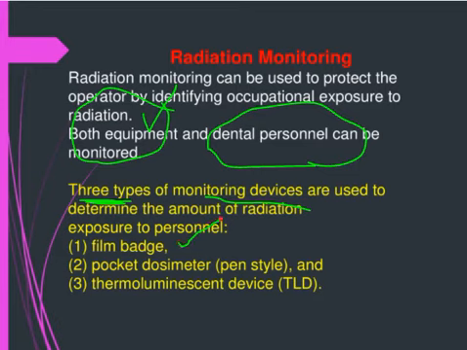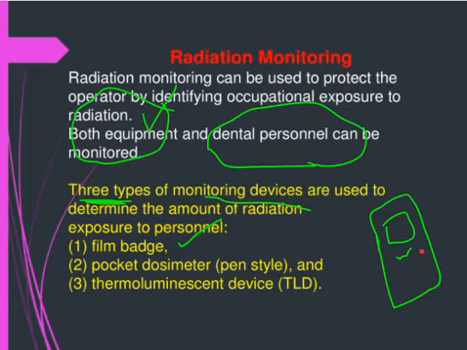One is called the film badge. Okay, so a film badge is like a rectangular box. It has a slot and it has something written here, and inside this you have a film. So your name will be written, and the time period for which the badge is measured. For example, the date will be written.